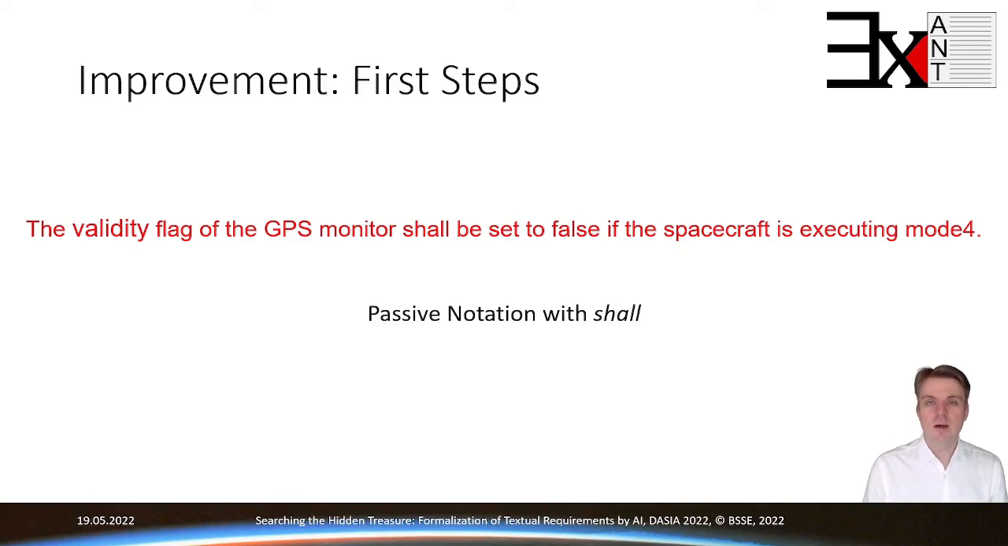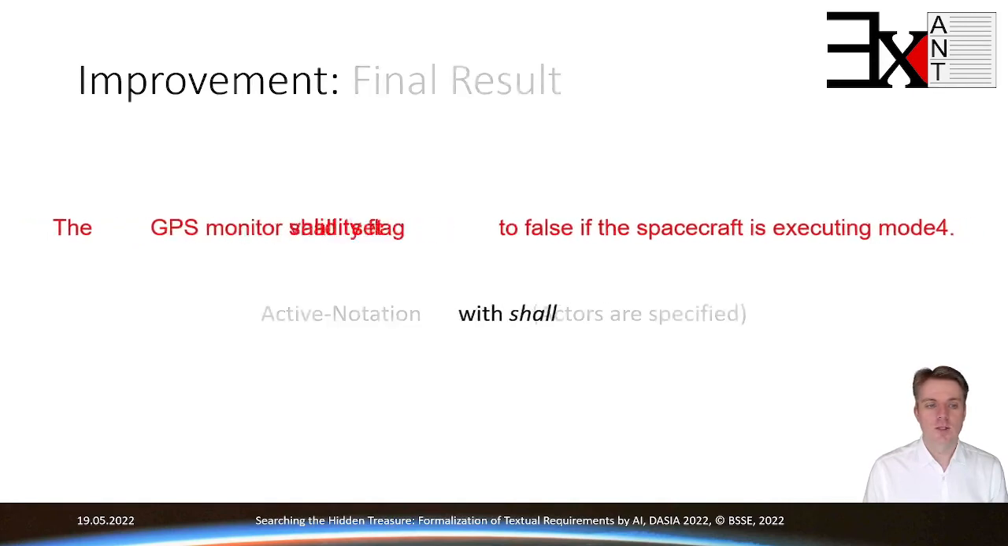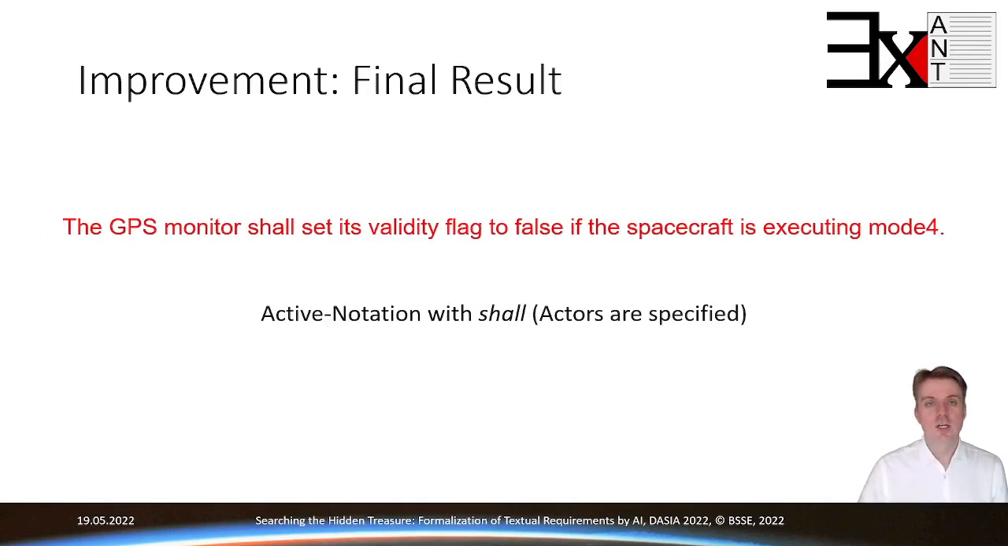However, now we're still not clear about who has to do that. Which element of our software is responsible for doing that? So it's a passive notation. And so we would want to change that into an active notation using the shell expression. And here we have the actor specified. And as you may notice, identifying the actor as being the GPS monitor is not something that is clear from the text in the beginning. So it needs some engineering knowledge, and that is why this is a partially manual process, at least this improvement. The extraction might be possible to be done automatically then.